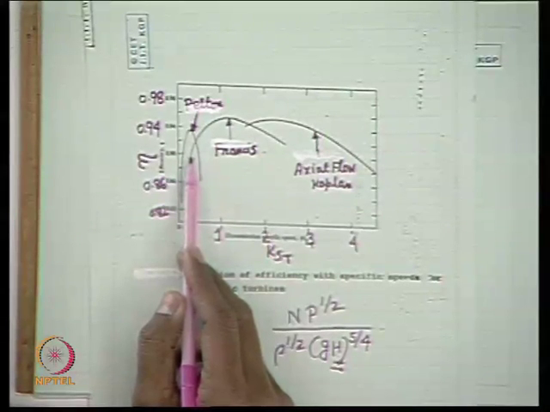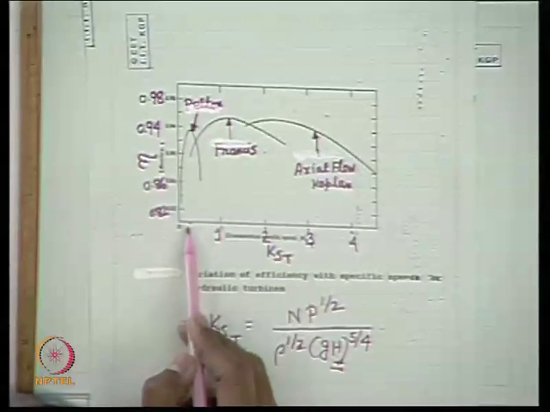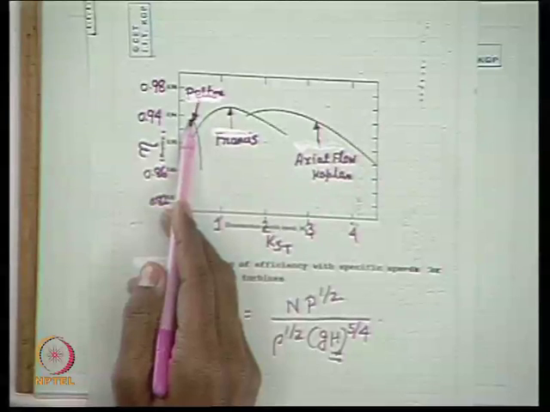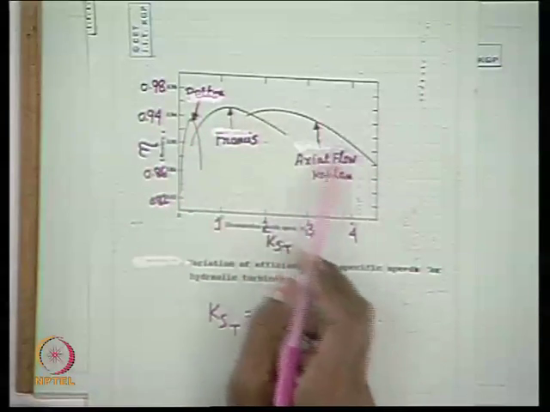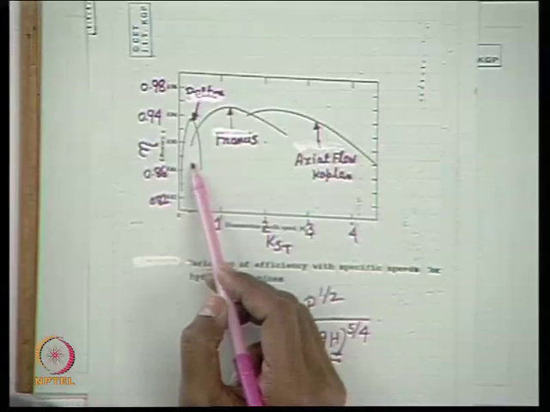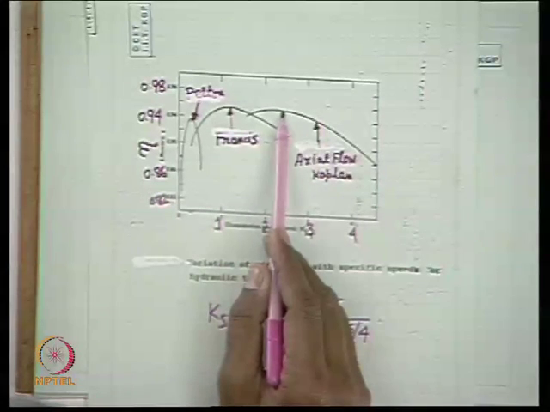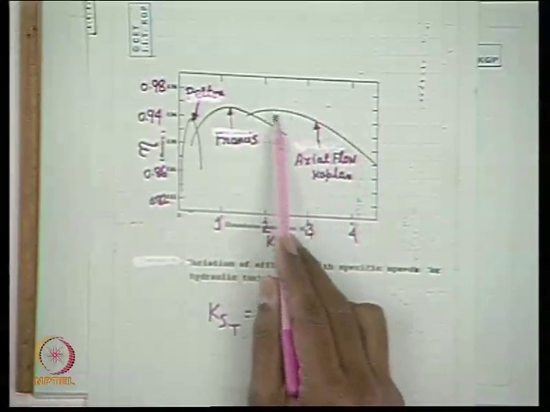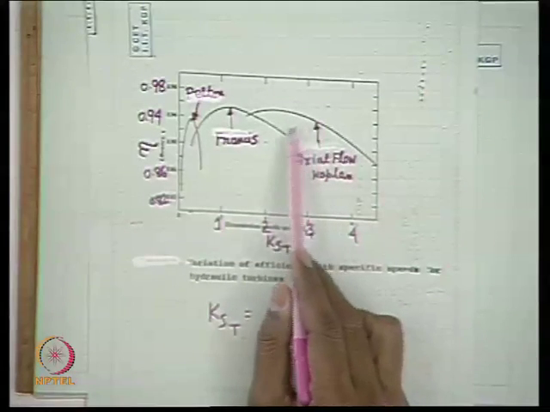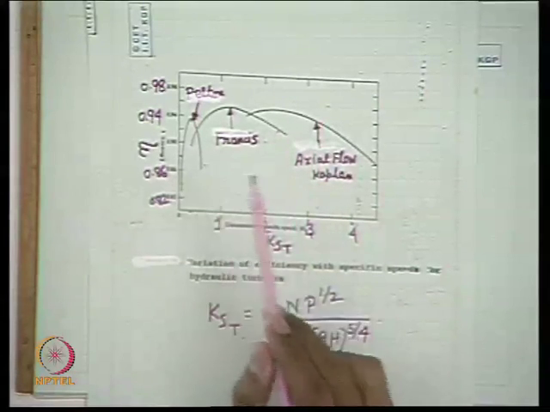So it is not a wise decision to choose a Francis turbine in these specific speed ranges, because a Pelton turbine will be giving a higher efficiency. For an axial flow turbine, on the other hand, the efficiency drops too much at lower specific speed, that means higher head. But at a higher specific speed or at a lower head, the axial flow Kaplan turbine gives fairly high efficiency as compared to the Francis one or Pelton one.